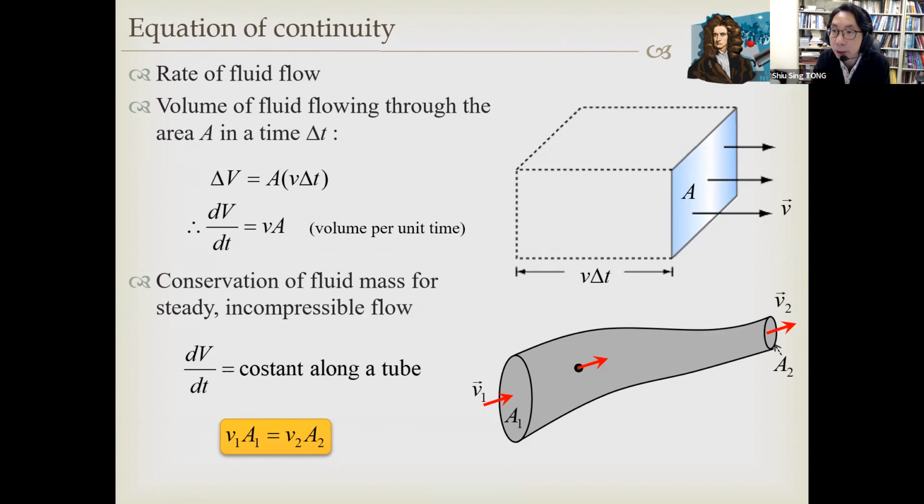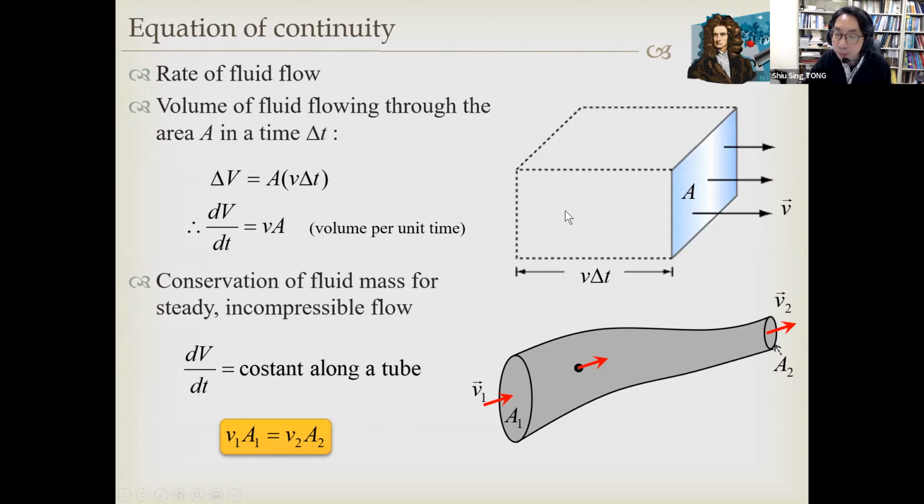So the density doesn't change implies that the volume of a specific mass of the liquid will remain the same. That means if I have a liquid flowing into the volume along one side, the same volume of liquid will flow out from the other side along the pipe. So that is a conservation of liquid volume, and we are going to derive a formula for that.